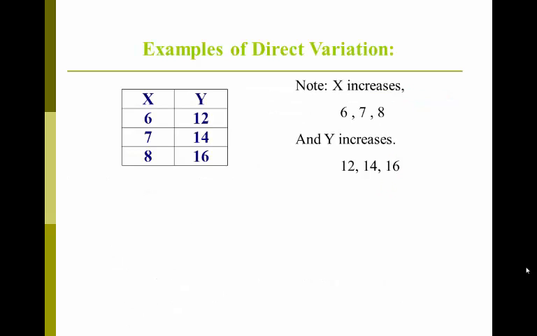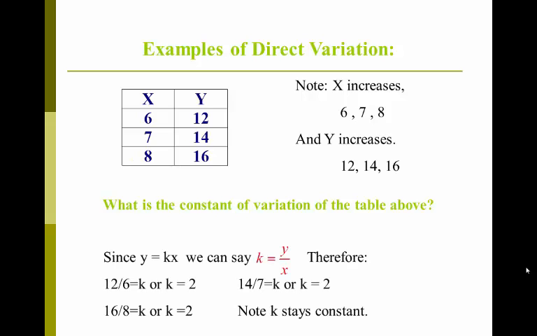Let's look at some examples of direct variation, starting with tables. We note that x is increasing by 1 and y is increasing by 2. If we want to find out what the constant of variation is, all we need to do is take our y values divided by our x values in order to figure out what k is. So in each situation, if we take 12 divided by 6, 14 divided by 7, or 16 divided by 8, they all end up with the answer of 2. Therefore, k must equal 2, and your equation would be y is equal to 2x.